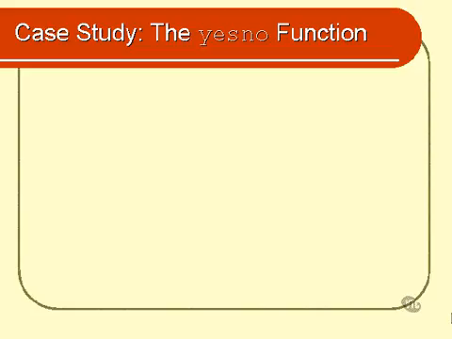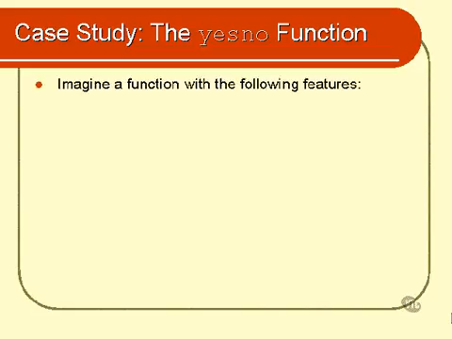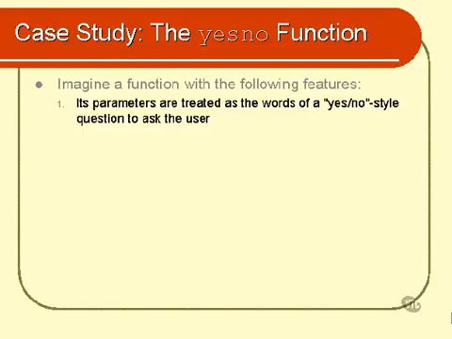So let's have a look at the specification for this yes/no function. I want a function that will do the following. Its parameters are going to be treated as the words of a yes/no style question to ask the user. For example, is your gender female? Or do you really wish to delete this file? Something that is a question with a yes/no style answer.